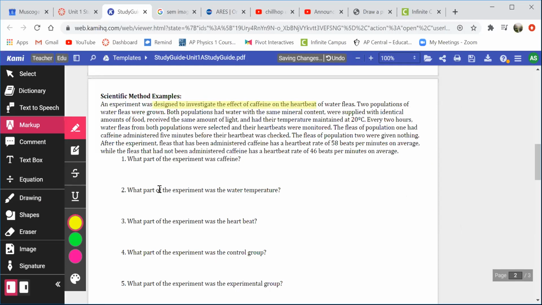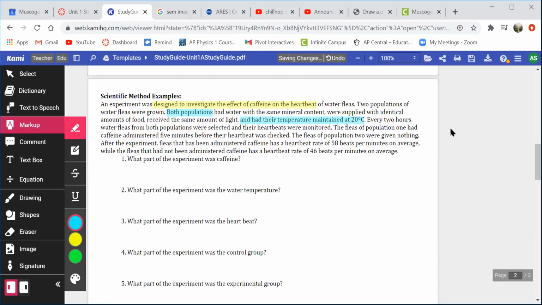Now let's look at number 2. What part of the experiment was the water temperature? I want to highlight this in blue. So both populations had their temperature maintained at 20 degrees Celsius.